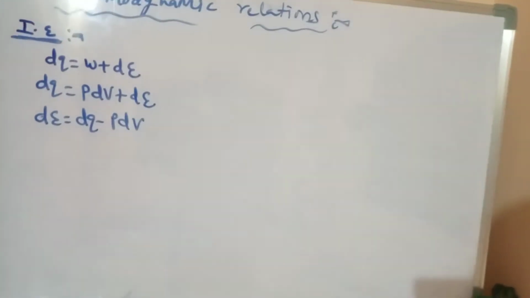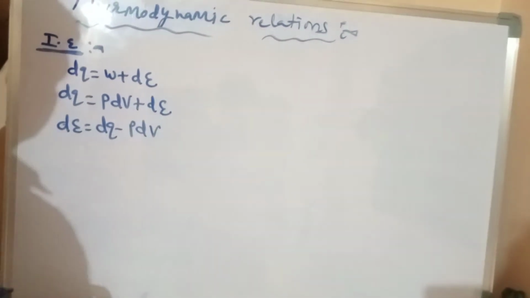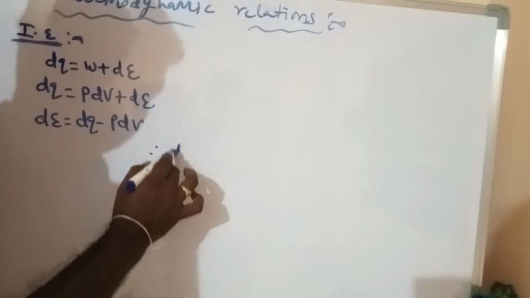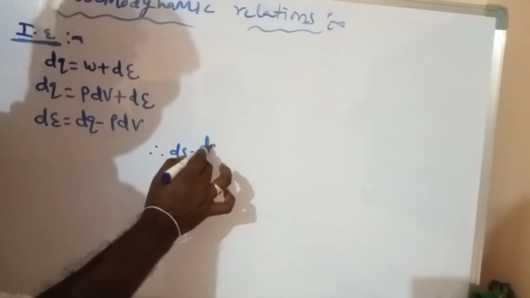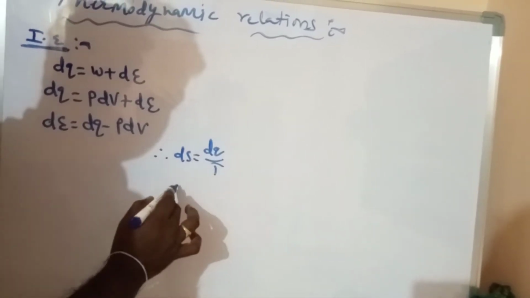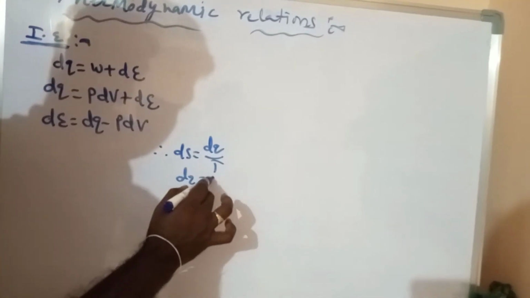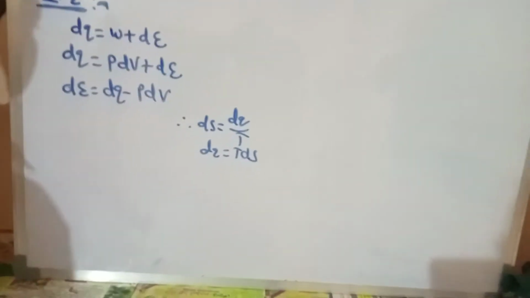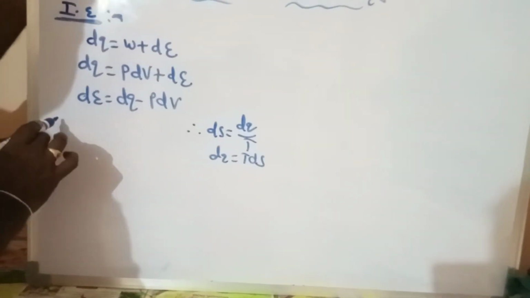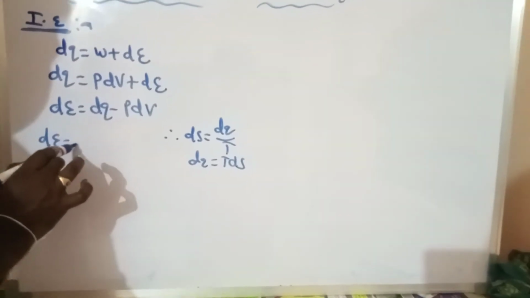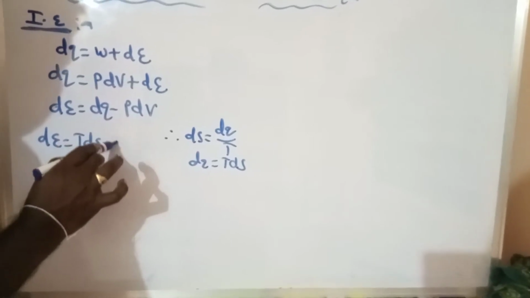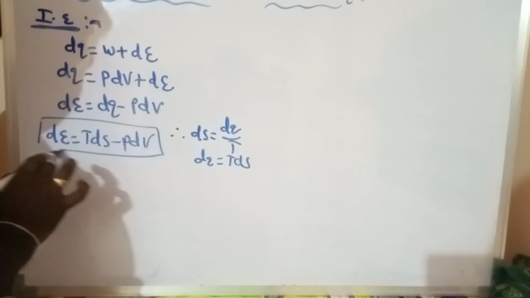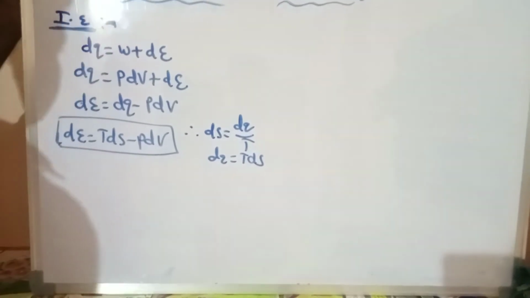Okay, now what about dq? The dq value is taken from the entropy equation. What about the entropy equation? dS is equal to dq by T, so dq is equal to TdS. Substitute dq by TdS. What happens? dE is equal to TdS minus PdV. This is the thermodynamic relation of internal energy.